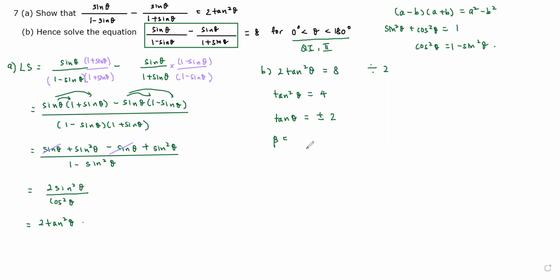Find the reference angle or the related acute angle. This is inverse tangent of 2. Beta is 63.4 degrees. In quadrant 1, theta is the same as beta, 63.4 degrees. In quadrant 2, theta is 180 degrees minus 63.4 degrees. So our solution for theta is 63.4 degrees and 116.6 degrees.